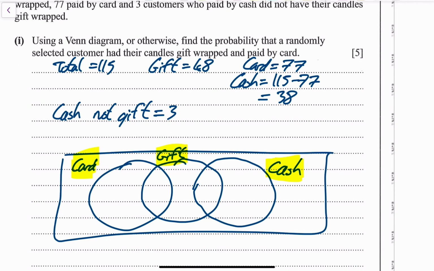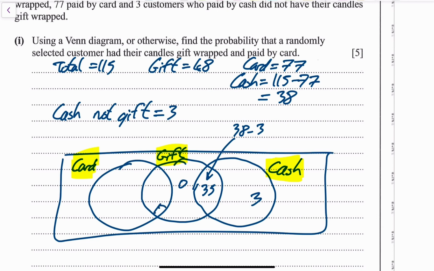Now, the thing that I want to fill in first is the 3 people who paid by cash but didn't get a gift wrap. If that's 3, then this one in here is how many people paid by cash in total, which was 38. So I've worked this one out by doing 38 minus 3, so that gives me 35. There's nobody in here. You can't just get gift wrap without paying for it, so there's actually 0 in there.